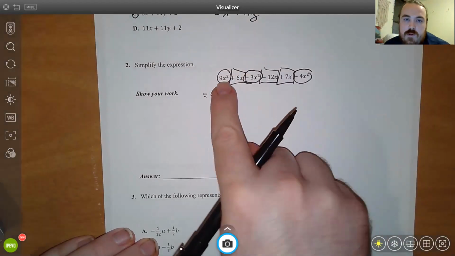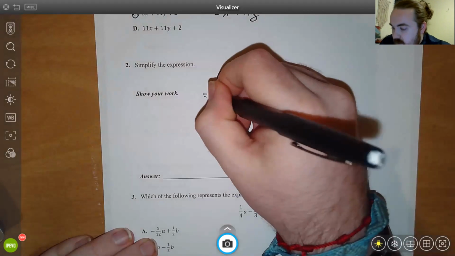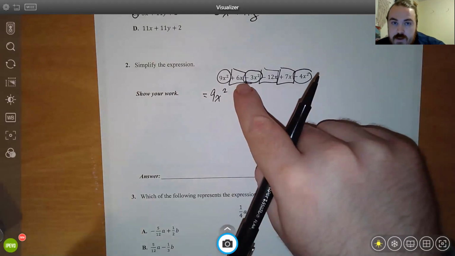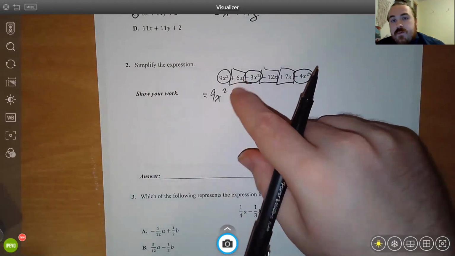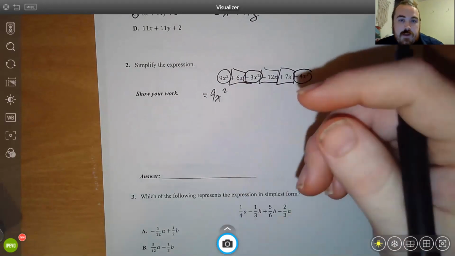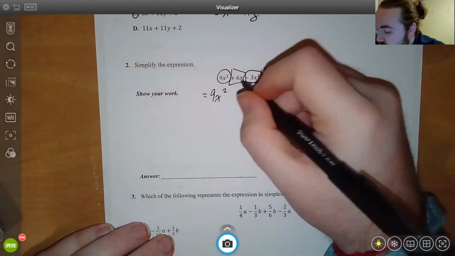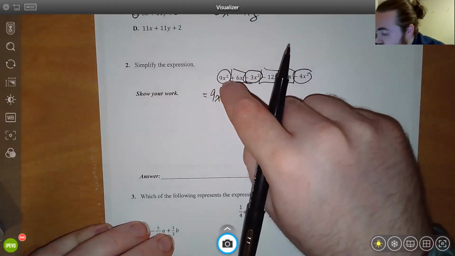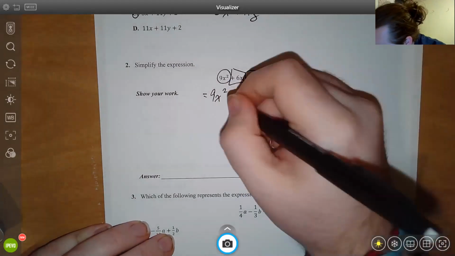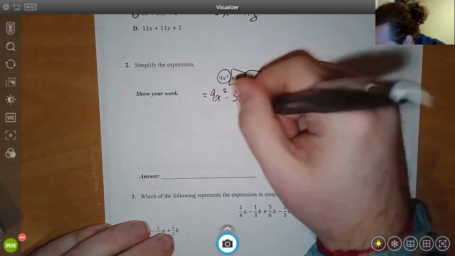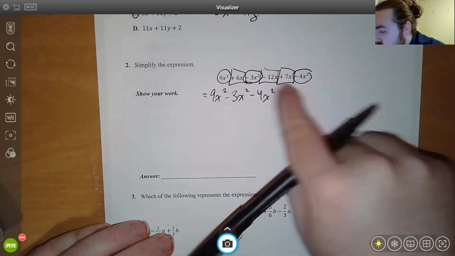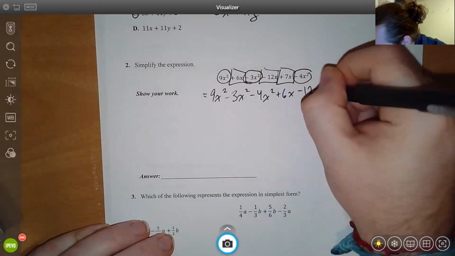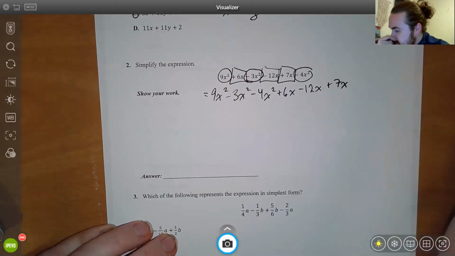Start with 9x squared. You always want to go in descending order based on the exponents, so the largest exponent to the smallest exponent. When you can't see an exponent, like with x, you should know that it has an exponent of 1. Just like if you have an x by itself, it has a coefficient of 1. Okay, same idea. But again, here, you can't combine these because they have different exponents, so they're not like terms. And you should start with the ones with the high exponents. So 9x squared minus 3x squared minus 4x squared. Don't forget to bring those operations with those numbers. Plus 6x minus 12x plus 7x.